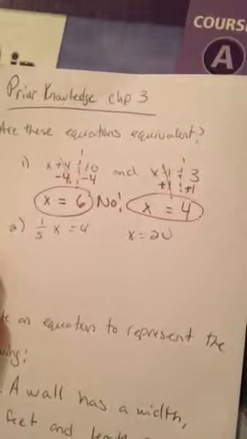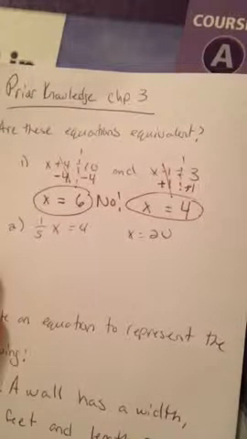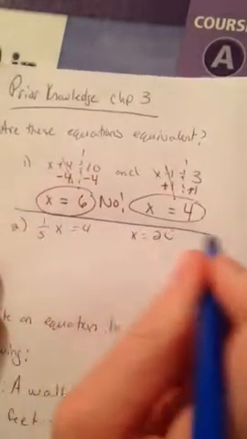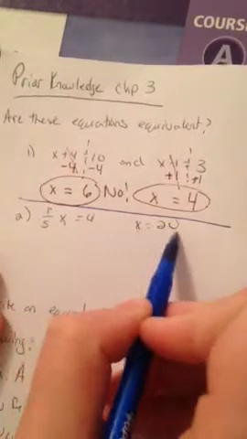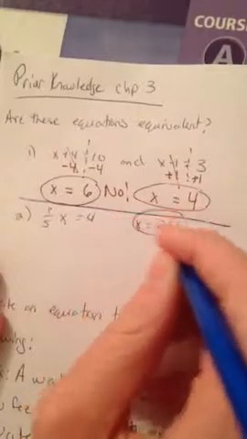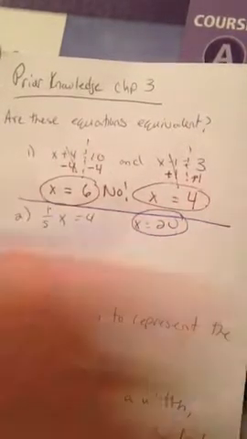And then my next one here. So I'm asking, is 1/5 x equal to 4 equivalent to x equals 20? So this one, x is already by itself, so I don't have to do any manipulating to that one.